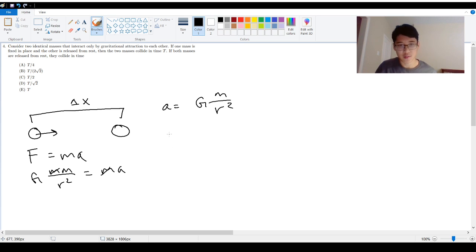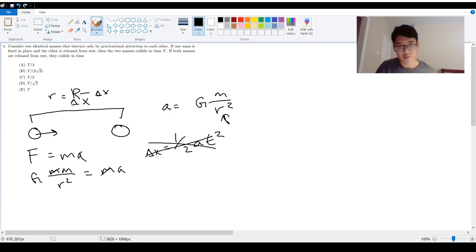So we might want to try to use 1/2 at squared. Delta x is equal to 1/2 at squared. However, a really big issue is that acceleration is not constant. As you can see, acceleration depends on the radius, and the radius is the initial radius subtracted by delta x. That's how far away these two masses are. So we actually can't use this equation, although it turns out even if you use this equation, you get the right answer.